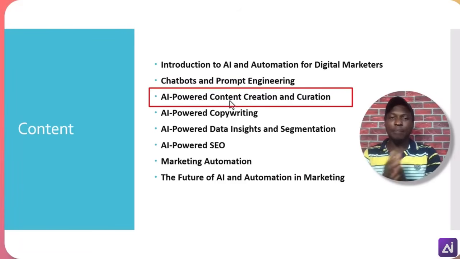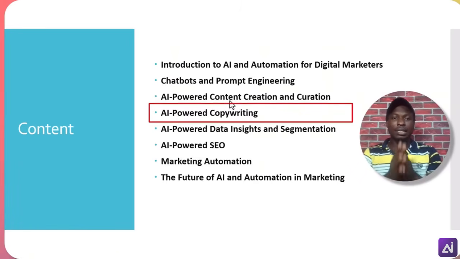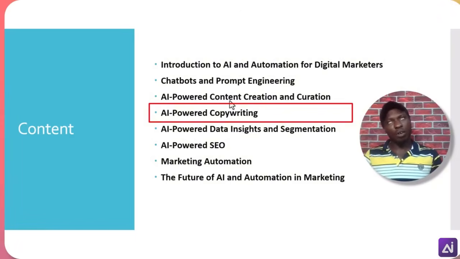Now we also look at AI powered content creation and curation. Now one of the major things we do in digital marketing is create and curate content. So how can you use AI to create better content, okay, and curate better content? We'll look at this in the course. We'll also look at AI powered copywriting. Okay, everything we do in digital marketing, or almost everything, is powered by copy. Okay, so how do you write compelling copy that would enable your audience to perform a specific action at the end of the day? We'll look at this in the course.